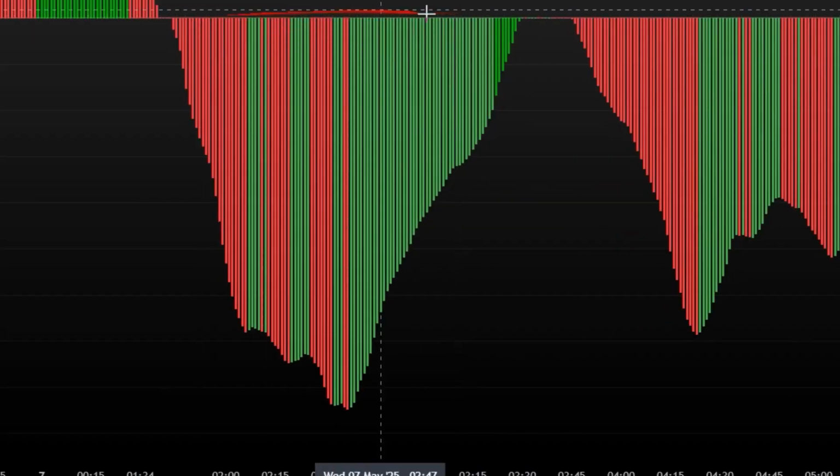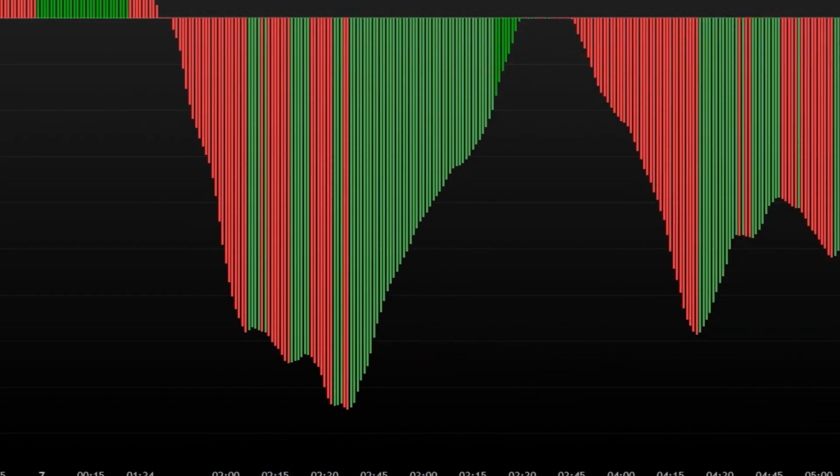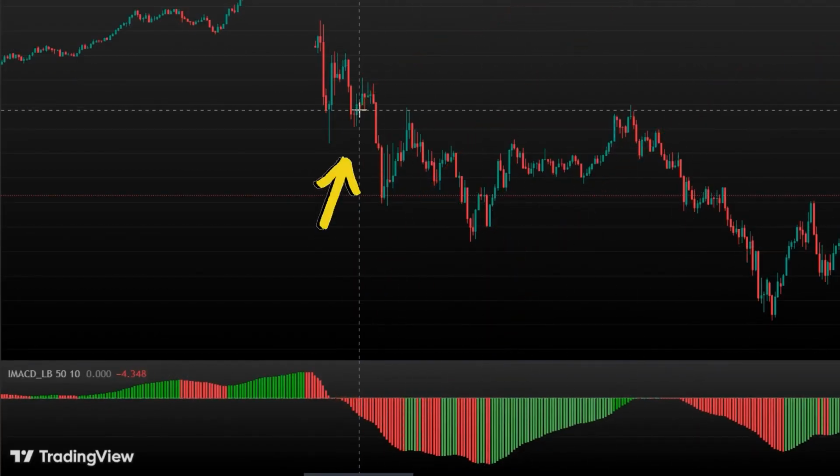Conversely, when the columns are below the middle line, we consider the trend to be bearish and look for signals to enter sell trades in this area, ignoring buy signals within this area.